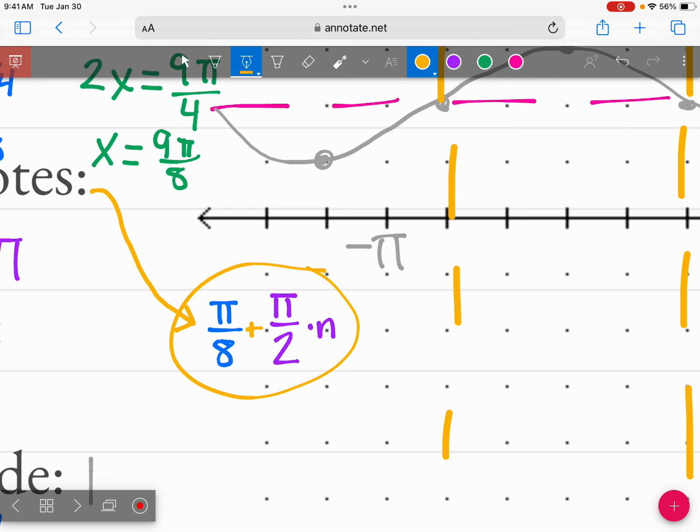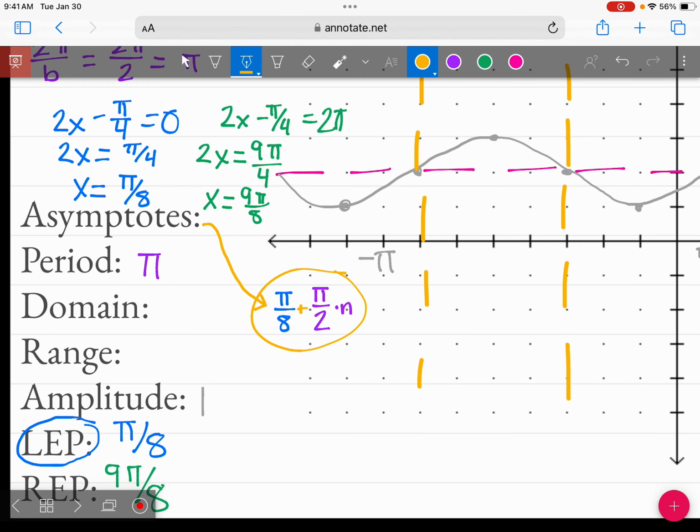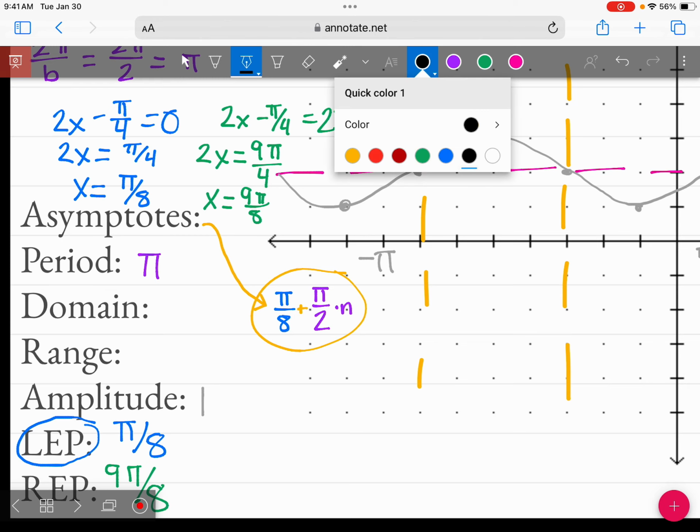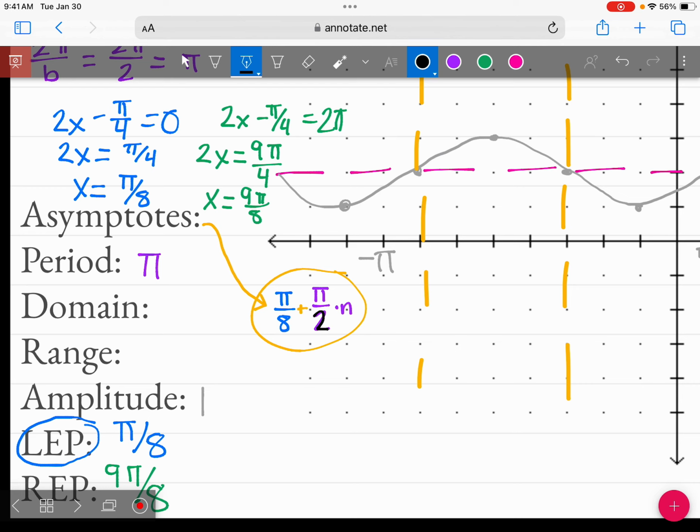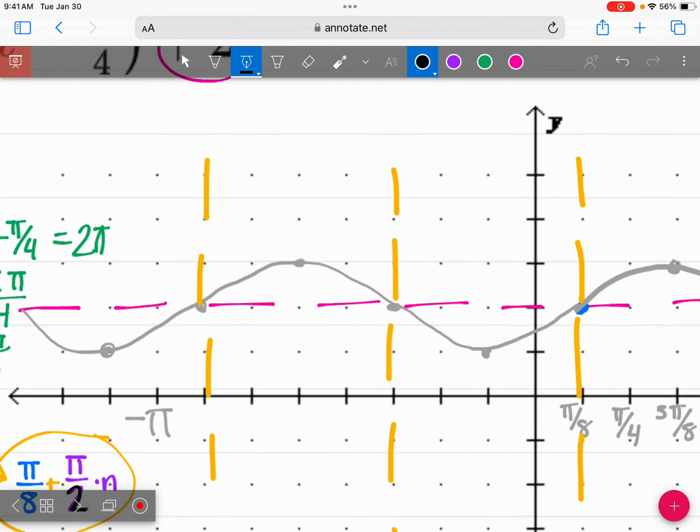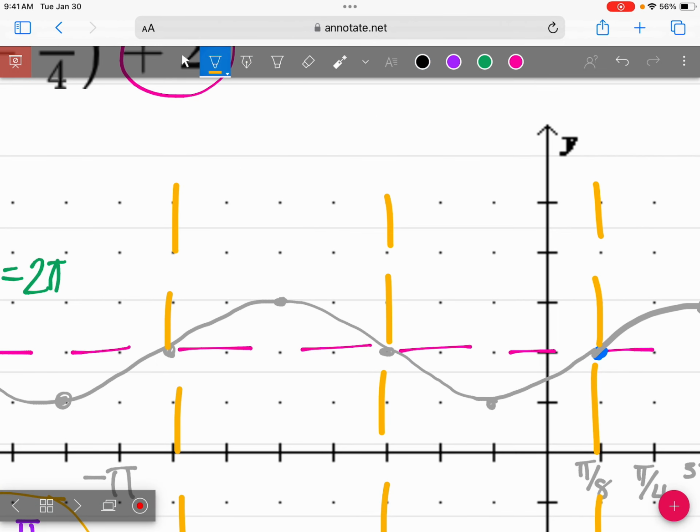I'm not going to ask it super frequently, but just since we're here. So that's why I color-coded it. It's our half period times n plus our endpoint. So let's put our cosecant in here, and then we'll be done.